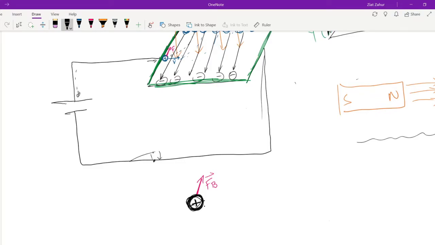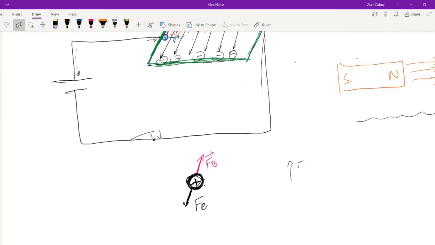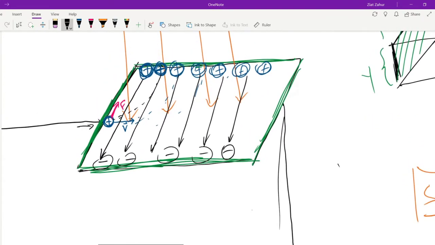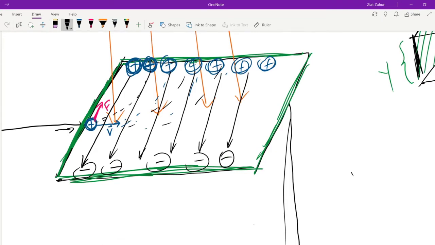So if FB is that way, then the electric force must be this way, from plus to minus. F electric. If I drew it straight, you can basically see how the magnetic force and the electric force are now against each other. Right? And so as the electric field builds up, the force is no longer making it go in a circle, but instead you get these parabolic arcs. Eventually, the electric field can match the magnetic field, and the current will just go straight, like so.